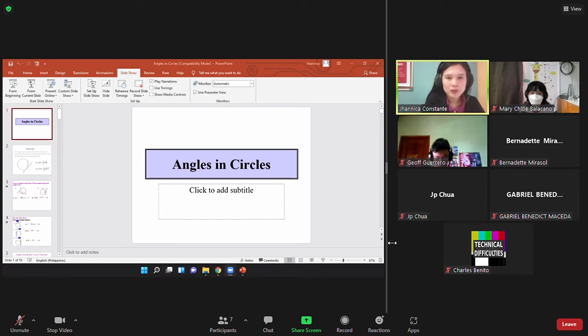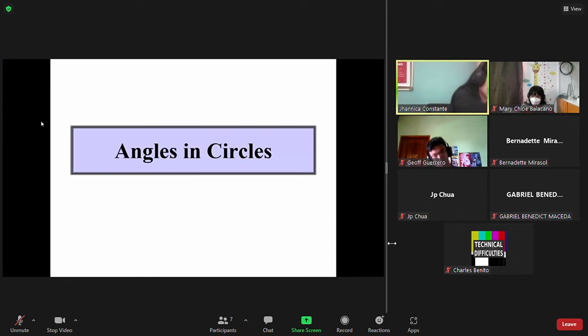circle. Reducing can be a 90 degrees or a different measure of angle in our circle.